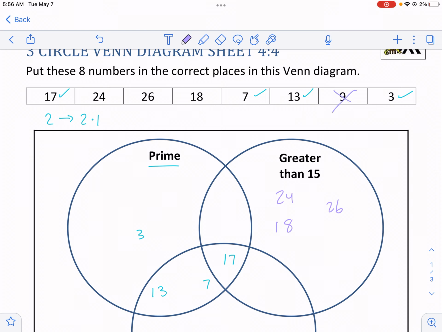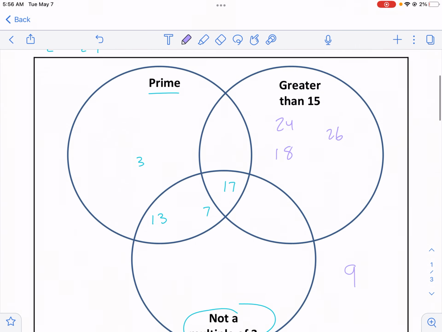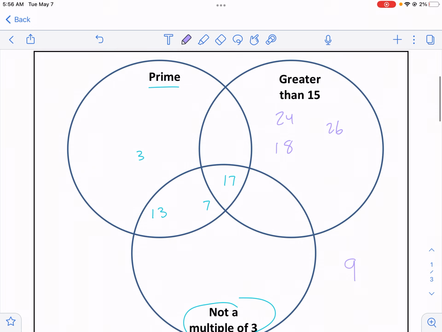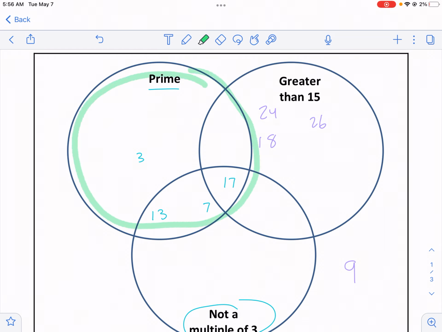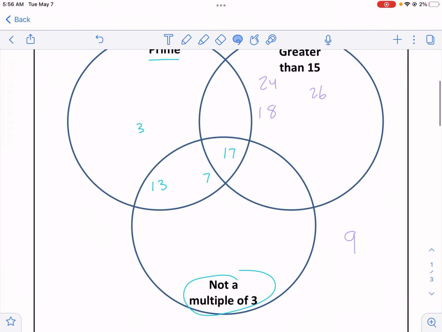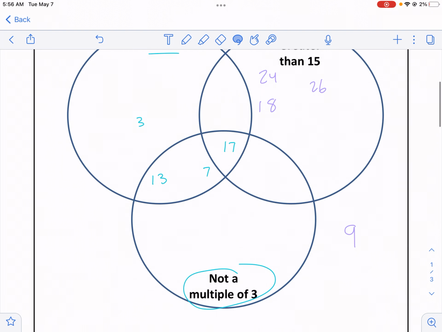We're done with those prime numbers. Now we need to consider 24, 26, and 18. Which of these is not a multiple of 3? Okay, let's talk about that one first. We already know that none of these are prime, so none of these are going into this category. They're not going over into the prime number zone. They're not going to cross that border right there. None of those numbers are prime because they're even, so it can't cross that border. But are any not a multiple of 3?